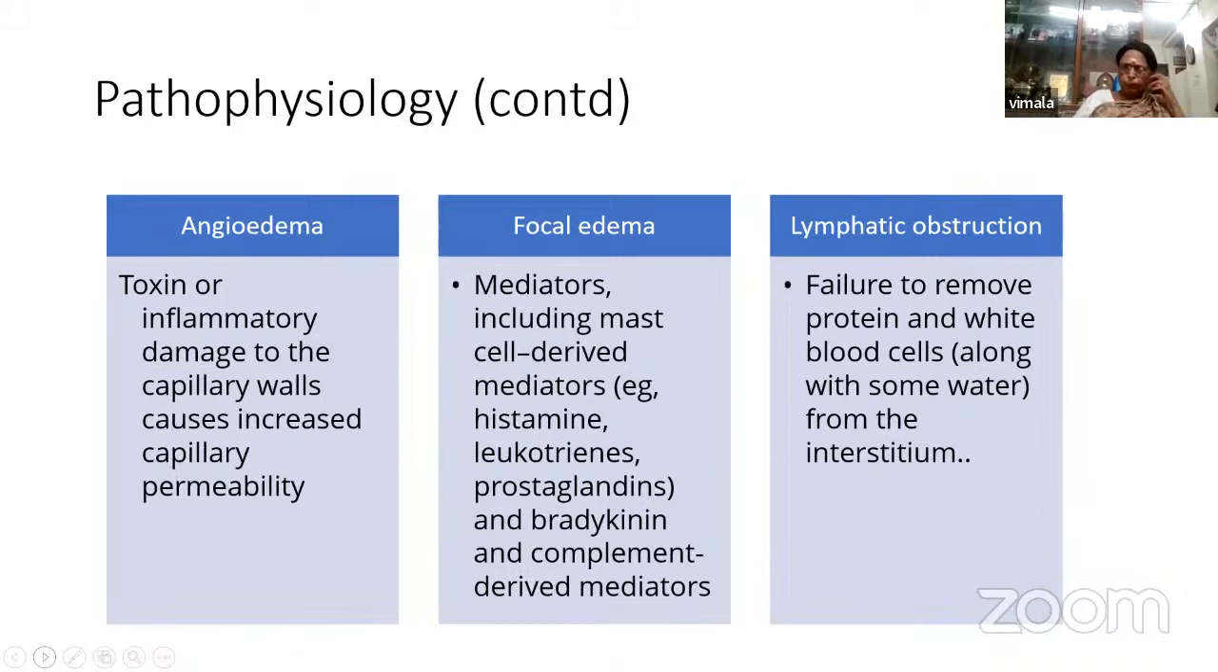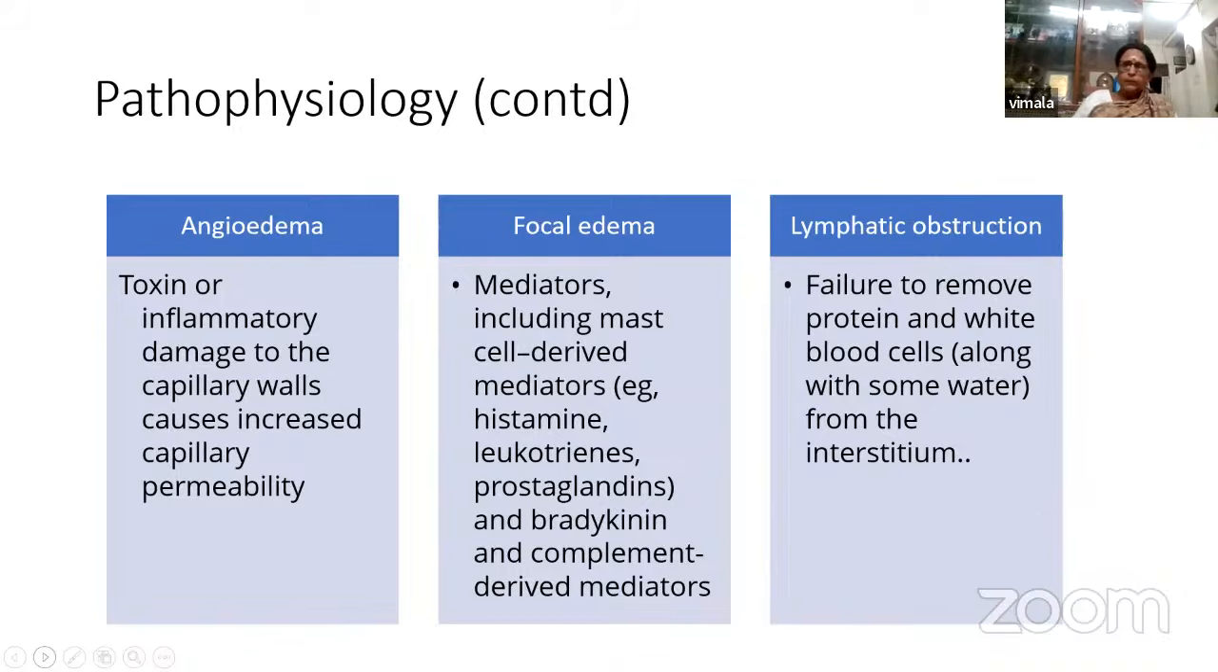Now let us see what is a focal edema. Focal edema is whenever there is an inflammation. There are so many mediators released, which include histamine, leukotrienes, prostaglandins, and also complement-mediated factors, which locally increase the capillary permeability, and the fluid collects there and produces focal edema. This is what happens in cellulitis. So if you see somebody with cellulitis, the cause may be the inflammatory mediators released by infection.